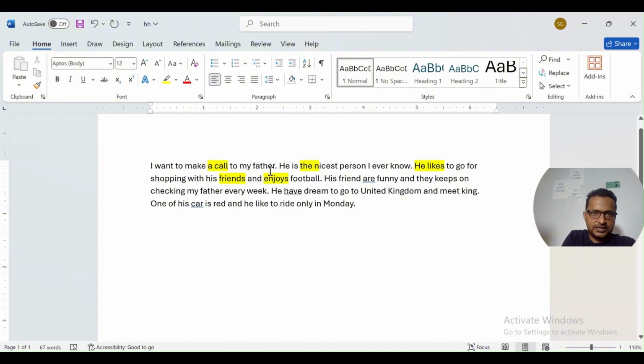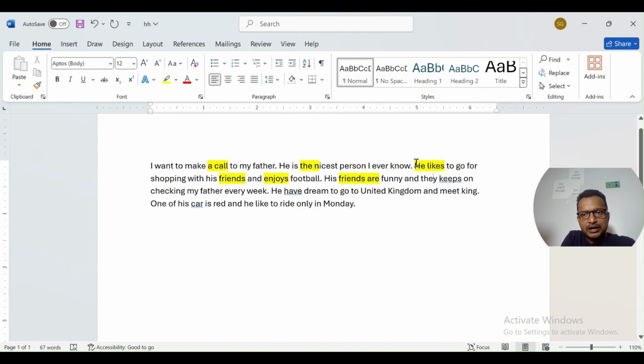The problem is here. People will write enjoy here. And his friend are funny and they keeps. See, his friend, so it is are. Then the noun should be plural. His friends. His friends are funny, right? His friends are funny and they keeps on checking my father every week. See, they keeps. They is plural.